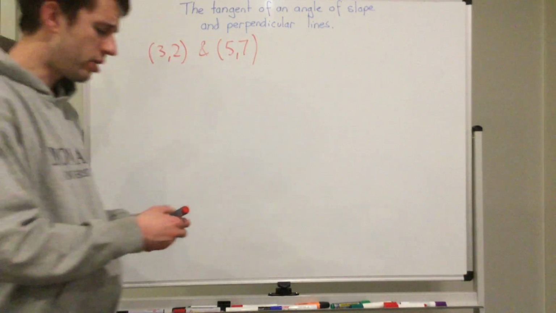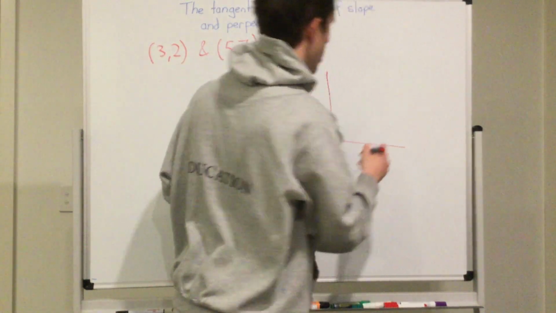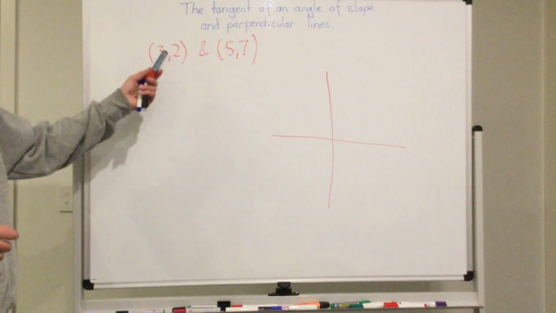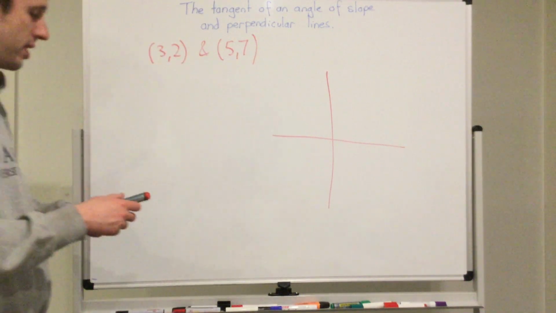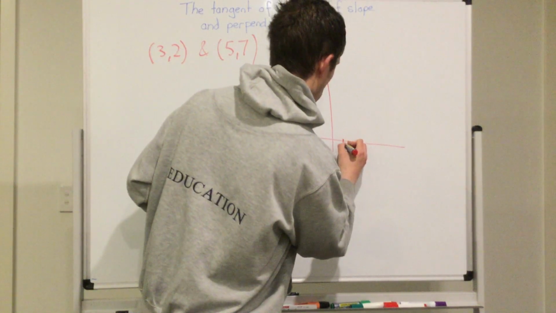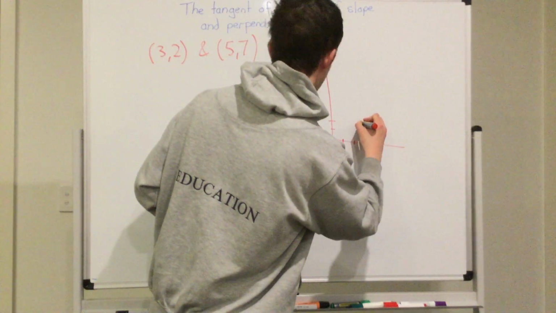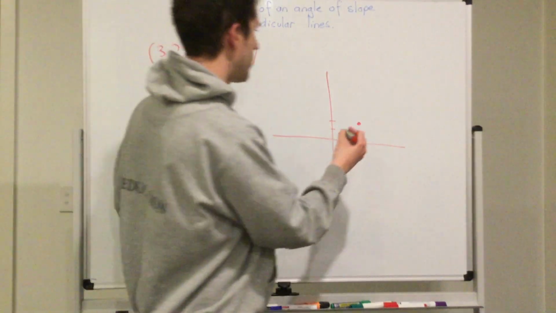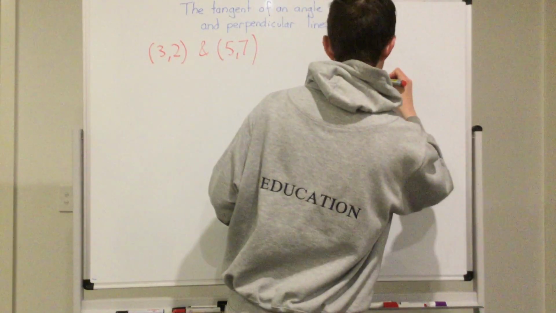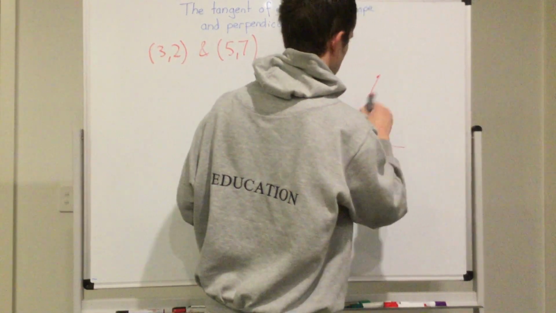So the first thing I'm going to be doing is drawing a small little graph just so I can show you what it looks like. So we've got 2 points here. We've got (3, 2) and we've got (5, 7). So let's just say this is 1, 2, 3. This is 3, 2. There we go. And our next one is 5, 7. Okay, so I've got 2 points here.